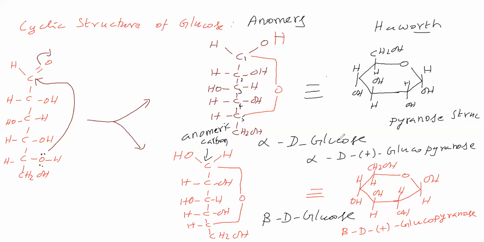So we have discussed the cyclic structures of alpha-D-(+)-glucose and beta-D-(+)-glucose. Alpha-D-(+)-glucopyranose and beta-D-(+)-glucopyranose are anomers. The anomeric carbon here is the C1 carbon.